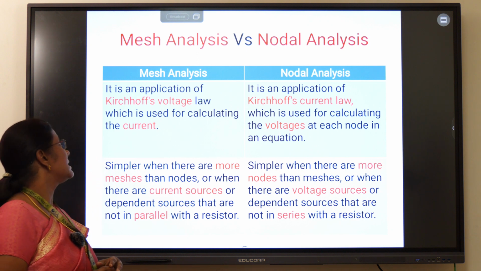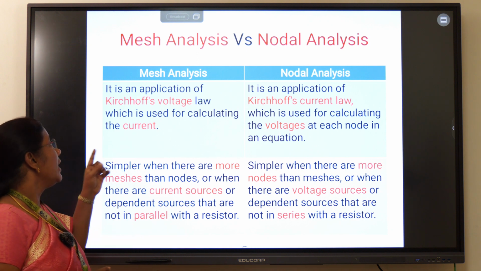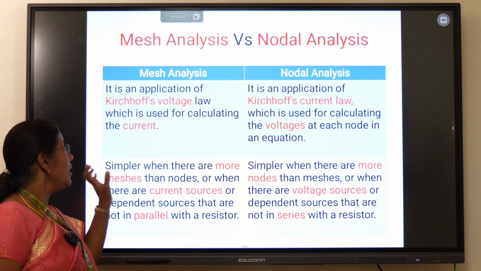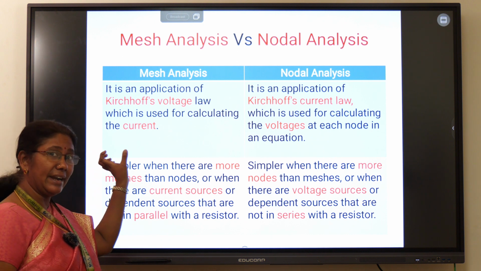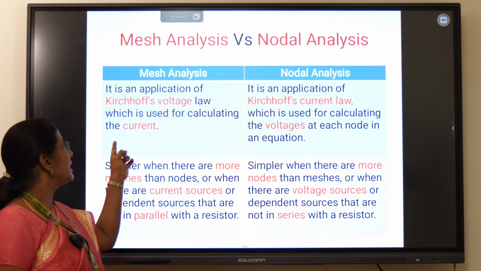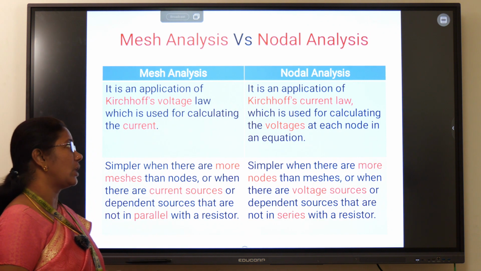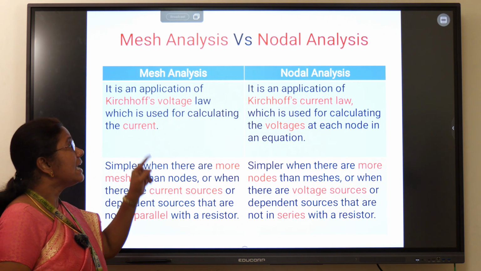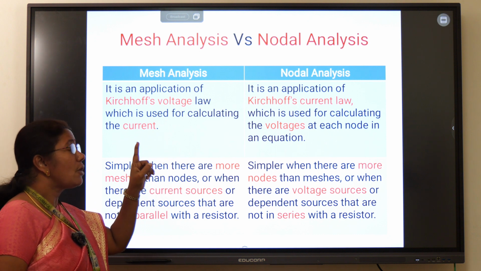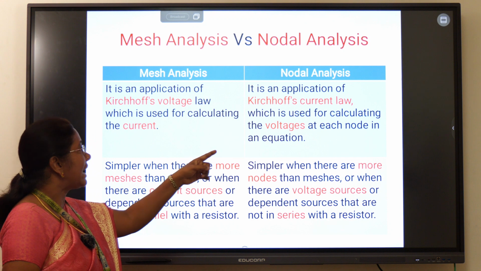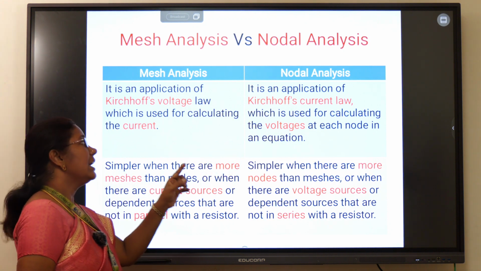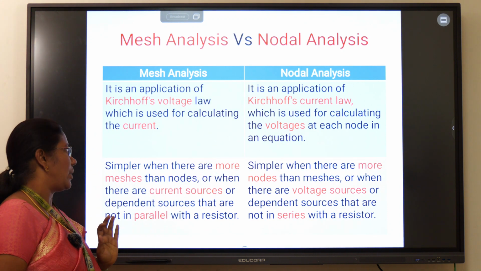In the mesh analysis, it is an application of Kirchhoff's voltage law, which is used for calculating the current. I have highlighted the difference here between the mesh analysis and the nodal analysis. In the nodal analysis, it is an application of Kirchhoff's current law, which is used for calculating the voltages at each node in the equation.